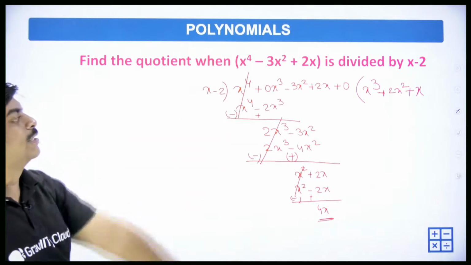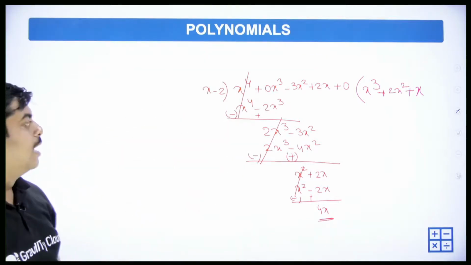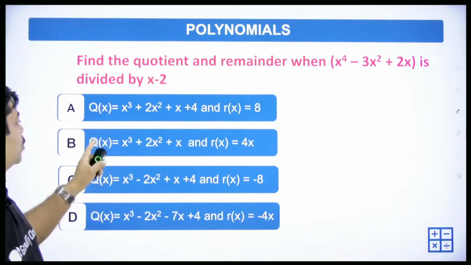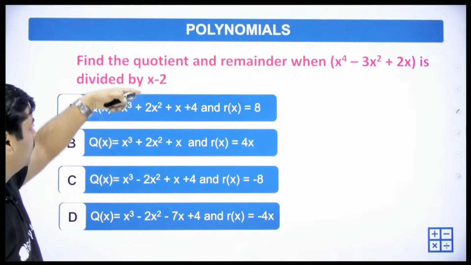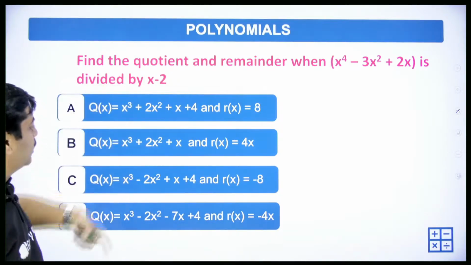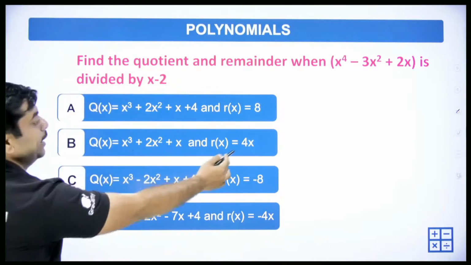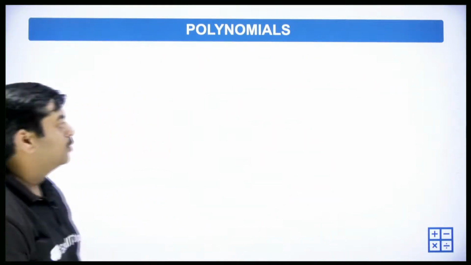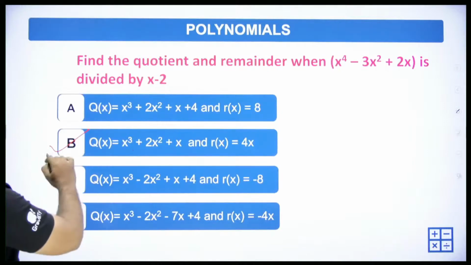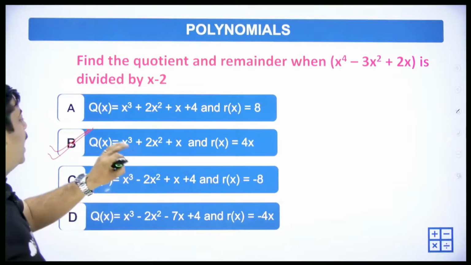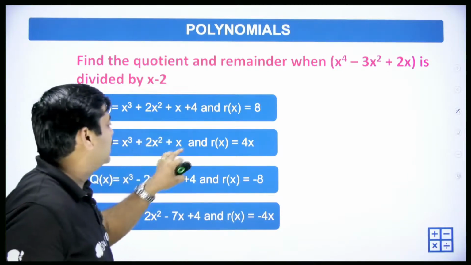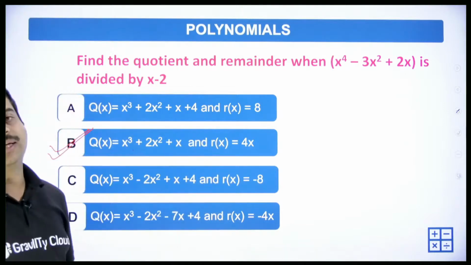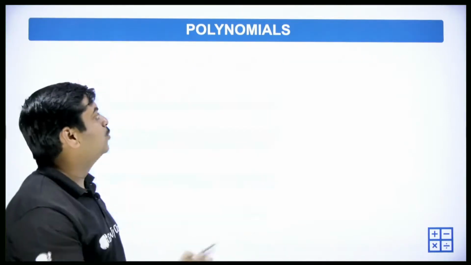What is the quotient? X cube plus 2x square plus x. Right? So option B, and the remainder is 4x. Remainder is the last one, that is 4x. So you can see that option B matches with the answer. Q of x equal to x cube plus 2x square plus x, and R of x is equal to 4x. Right? So this is how you can try to do all these questions.